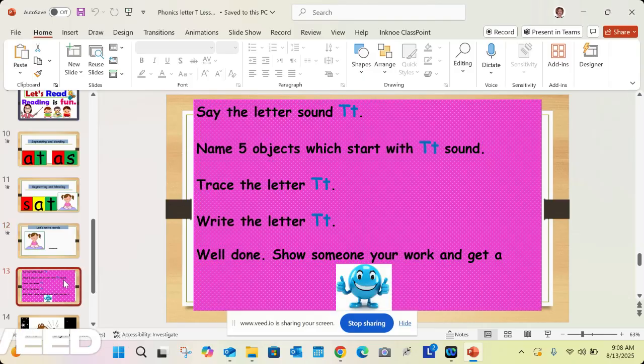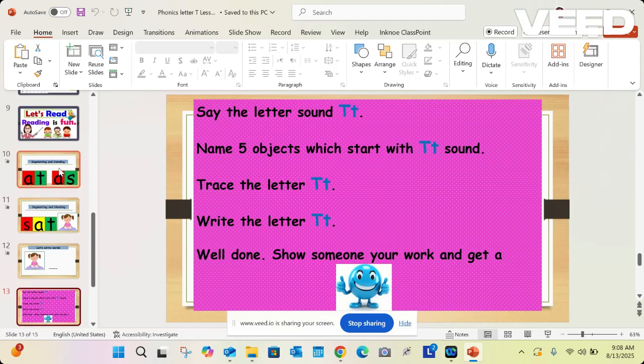For your homework now, I want you to say the letter sound t, t, t, t. And then I want you to name 5 objects which start with the t sound. Okay, where are you going to get the objects? You are going to get them around your house. And if you can't find or think, you can check here. I have. So I want you to name number one.